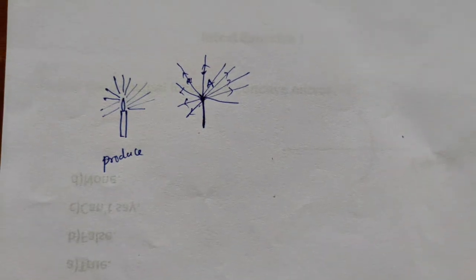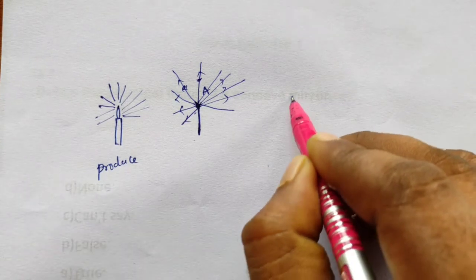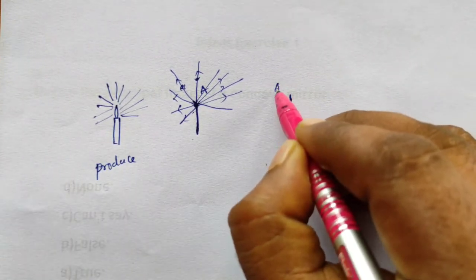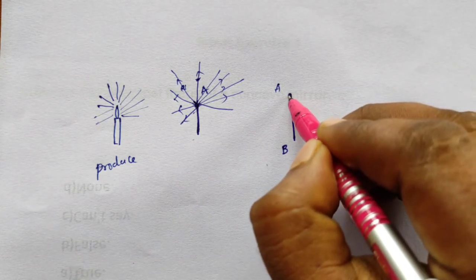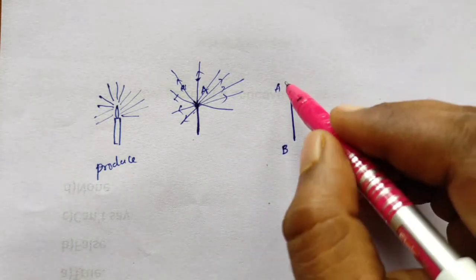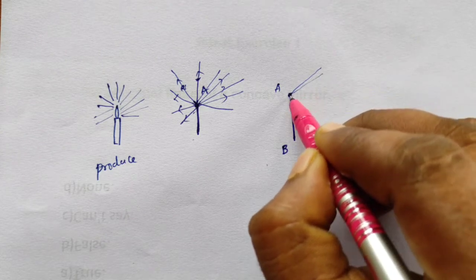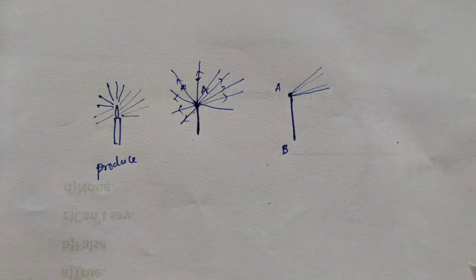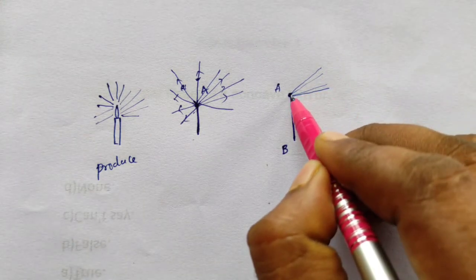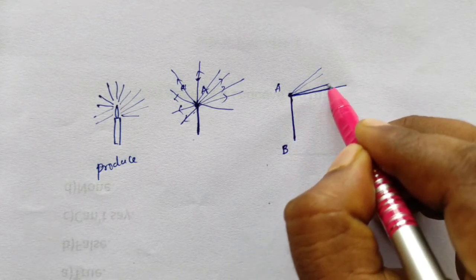Now let's see this very clearly, then you can understand. This is point A, and let me take this pen here. It is reflecting light in all directions. So this is one light ray, this is another light ray, and this is another light ray. Now I am going to consider these 2 light rays here. I want to consider these 2 light rays only.